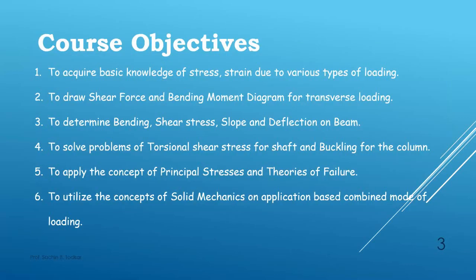This is the course objective. The course objective is very simple. You have to acquire the basic knowledge of stress and strain due to various types of loading. So this will be your first chapter: stress, strain, and different types of loading. Second chapter will be shear force and bending moment diagram for transverse loading. Third, there will be bending, shear, and slope deflection. Fourth, torsion. And fifth is principal stresses. And this concept you have to utilize for combined loading in the last chapter.